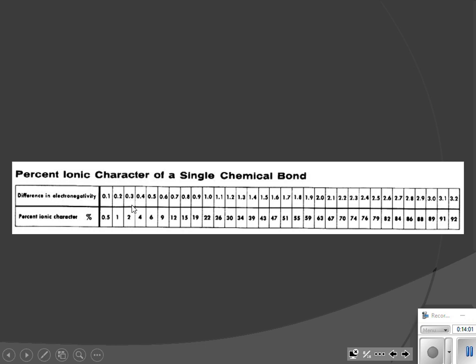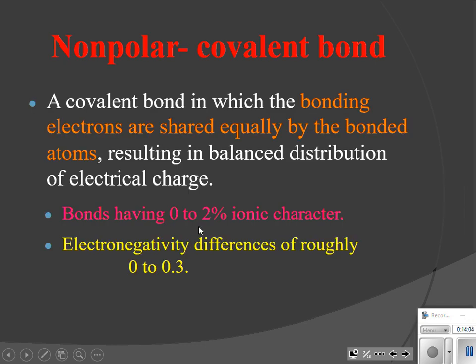So when we go back a slide and look at this, 0 to 2% ionic character ranges from 0 to 0.3 difference in electronegativity. How do you find the difference in electronegativity? You just subtract the electronegativity of the elements. How do you know the electronegativity of an element? It's on the periodic table. Where is it on the periodic table? Top right. So what is the electronegativity of fluorine? 3.98. It is the highest, right?